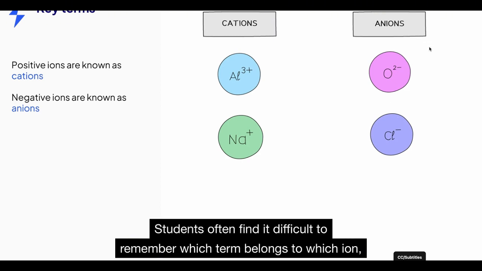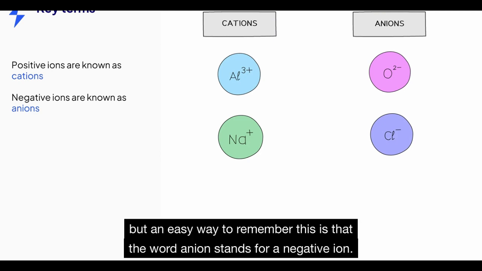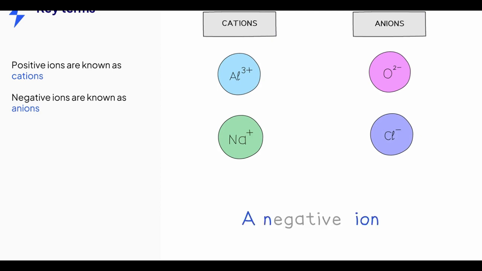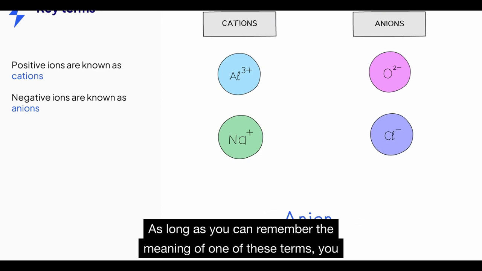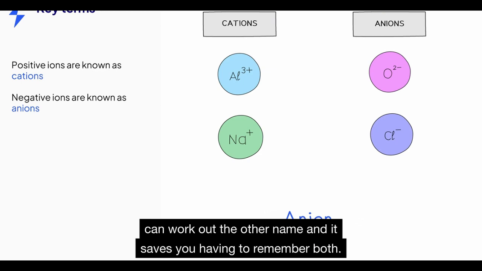Students often find it difficult to remember which term belongs to which ion, but an easy way to remember this is that the word anion stands for a negative ion. As long as you can remember the meaning of one of these terms, you can work out the other name, and it saves you having to remember both.